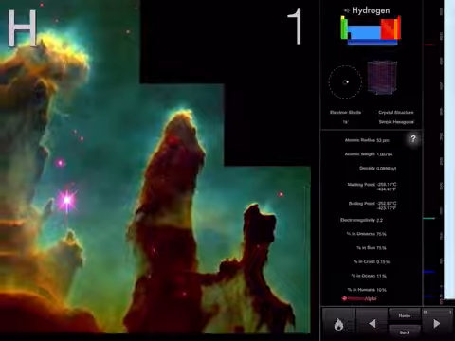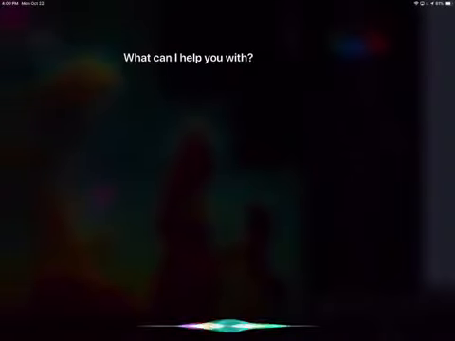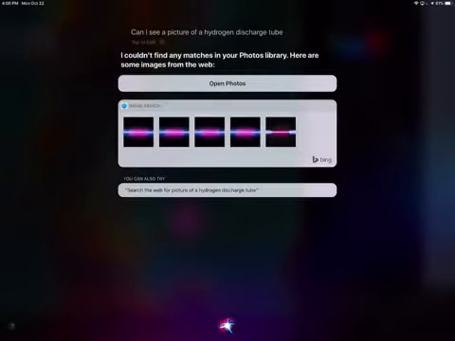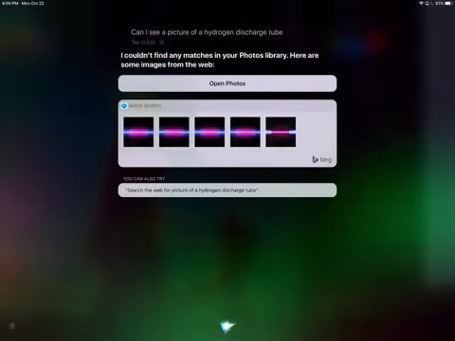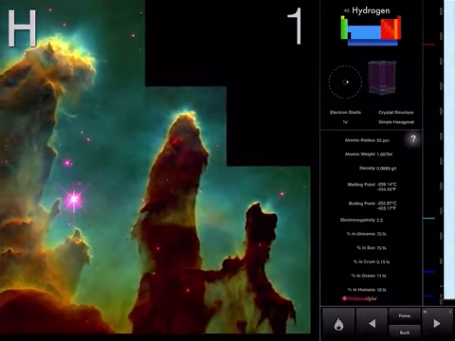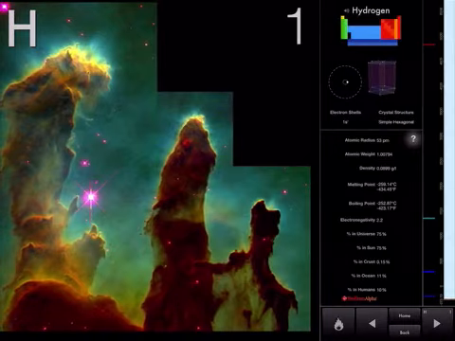Let's see here. Can I see a picture of a hydrogen discharge tube? There we go. That's what it looks like, and it looks kind of pink. And if we were spectrometers, we would see the 4 lines. But we don't. We see them all at once.